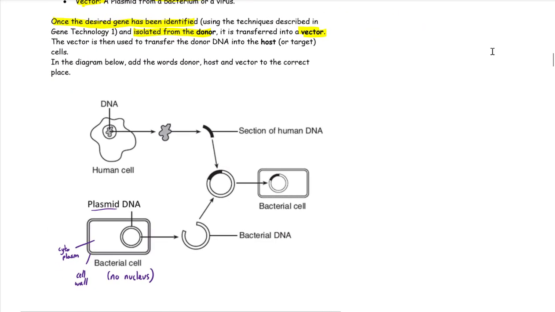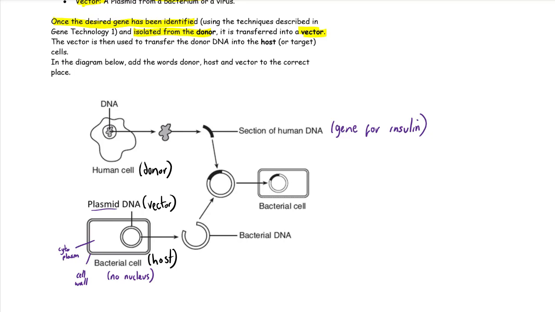Now, let's try and apply those to this little diagram here. Okay, so we've got the plasmid DNA, which we know is the vector. So it's basically like a transport medium. It's how we can transport one piece of DNA into another organism. We've got the human cell, which is the donor, and we've got the bacterial cell, which is going to be the host. So what we can see here is that if this is the human cell with its DNA in the nucleus, we can extract the DNA, take out the gene for insulin, and then we can implant it into the bacterial cell.